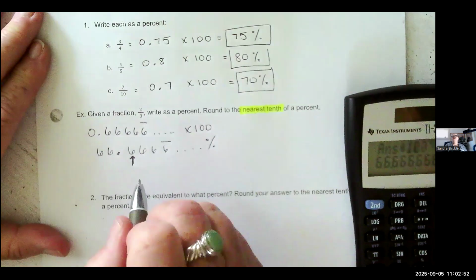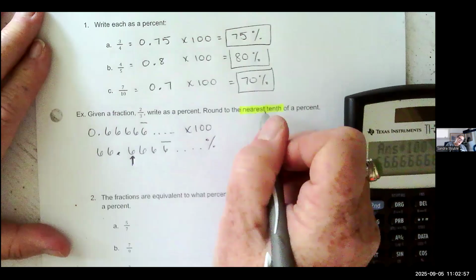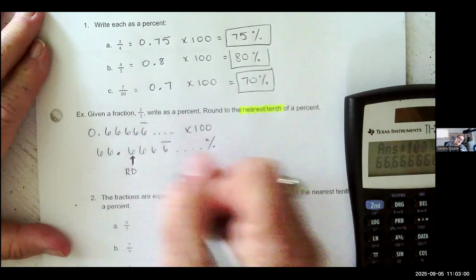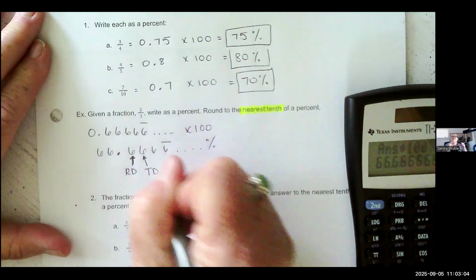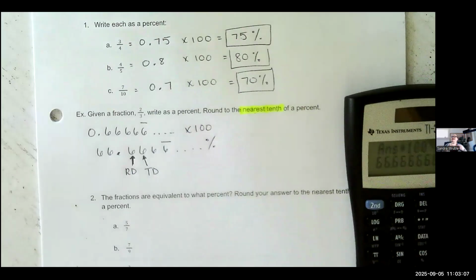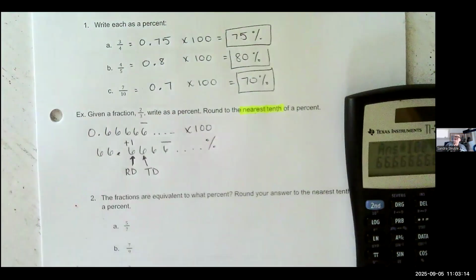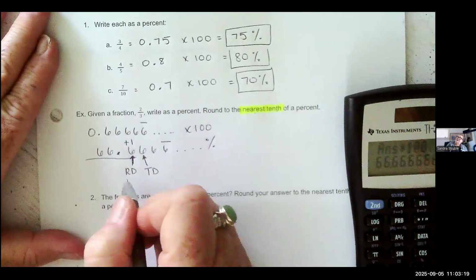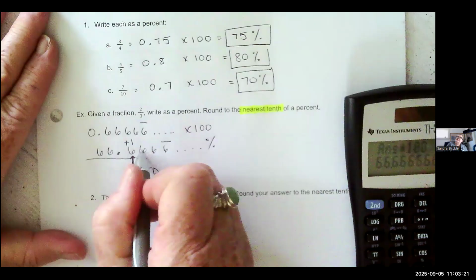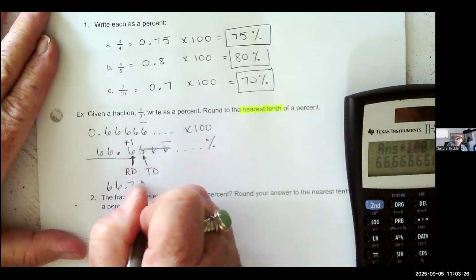Whenever I'm teaching folks how to round, the digit you're going to round to is called the rounding digit, and the number just to the right is the test digit. If the test digit is 5 or greater, as this one is, we add 1. I know in school they told you to round up. That doesn't mean anything mathematically. So we're going to add 1 to the rounding digit, and everything else will go away. So this becomes 66.7%.